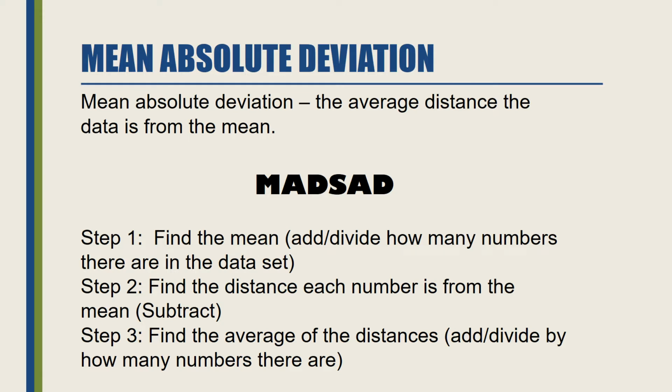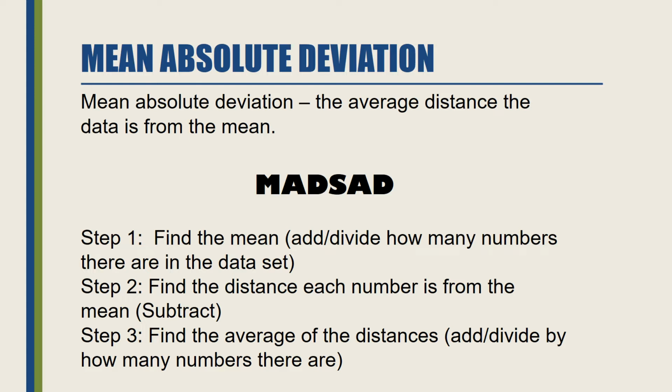What is mean absolute deviation? Mean absolute deviation is the average distance the data is away from the mean. And the strategy that we're going to use is our math SAD. I also gave you calculator tips to make sure you practice on your calculator. That's in your math journal, so utilize those as well.